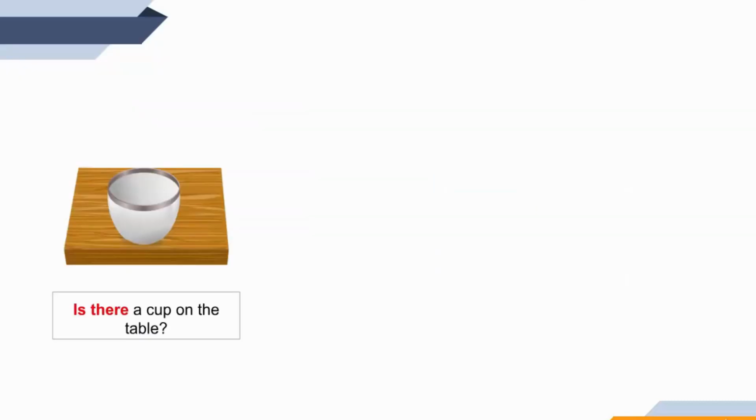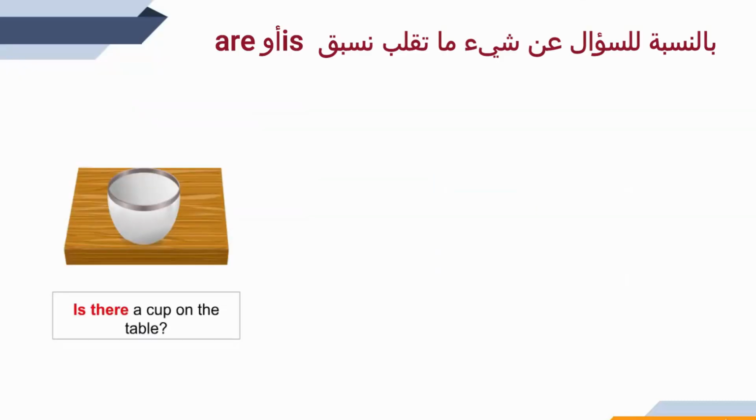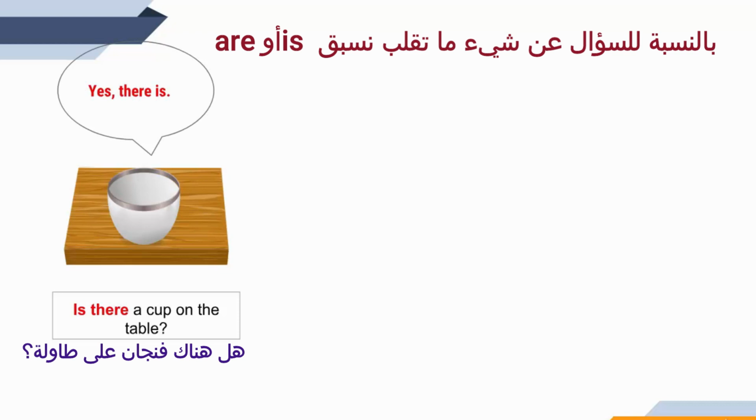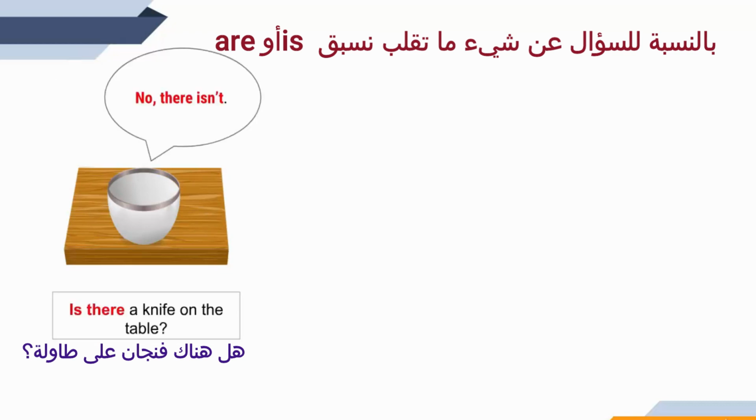After that, how can we make the sentences questions? Is there a cup on the table? And the answer, yes, there is. Or no, there isn't. So, is there a cup on the table? Yes, there is. Is there a knife on the table? No, there isn't.